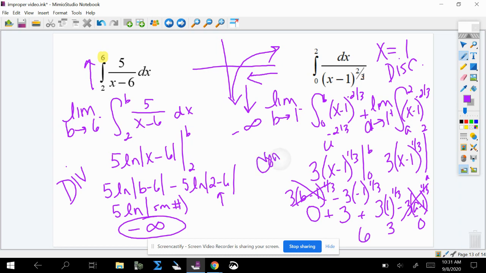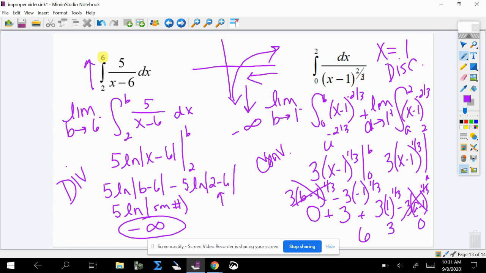Therefore, this converges. The challenge with this is you do have to do it in 2 separate pieces. Same integral, but your boundaries are different. The evaluation of the limit can be different because you're putting in a number from the left side for the one integral, and then from the right side for the other integral.